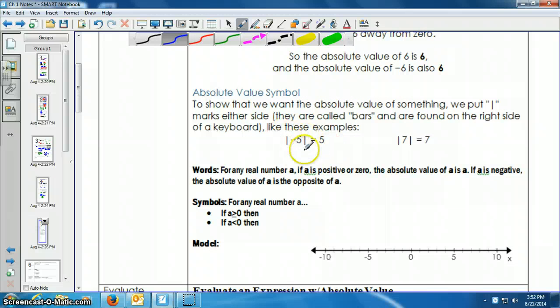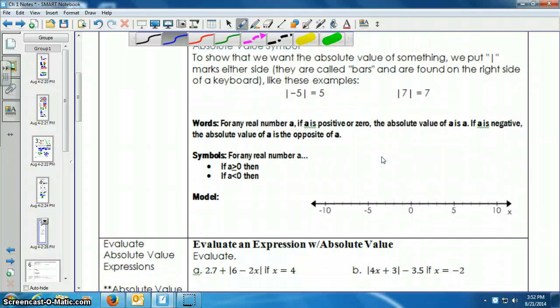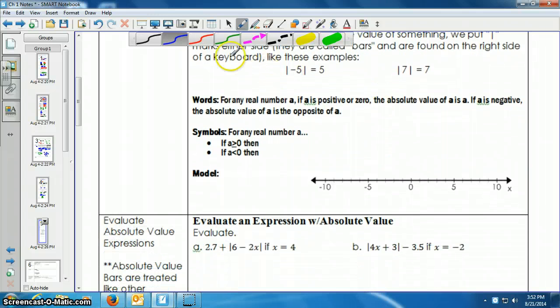So here is an example. Absolute value of negative 5 would be 5. Absolute value of 7 would be 7. So we use these bars on either side for the absolute value symbol. So don't get those confused with parentheses or brackets.